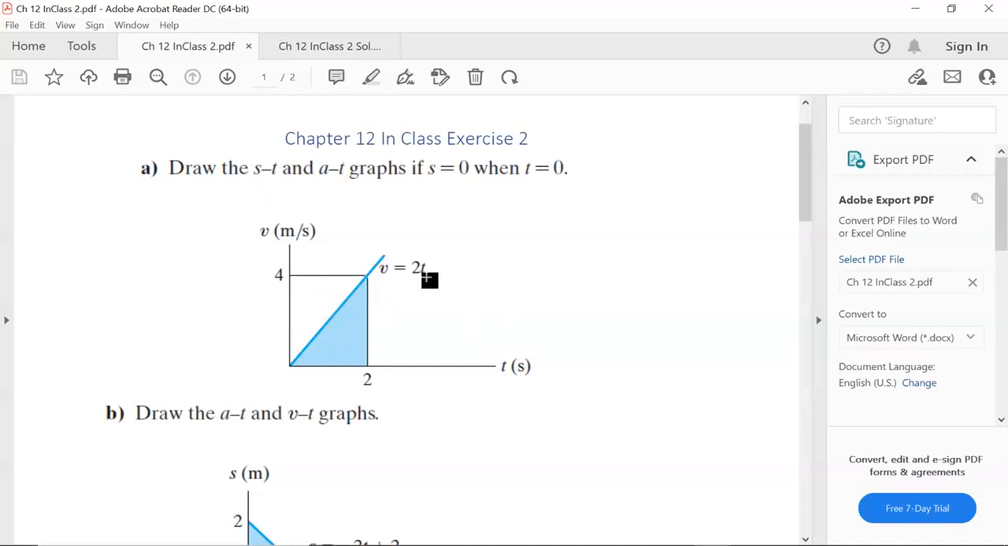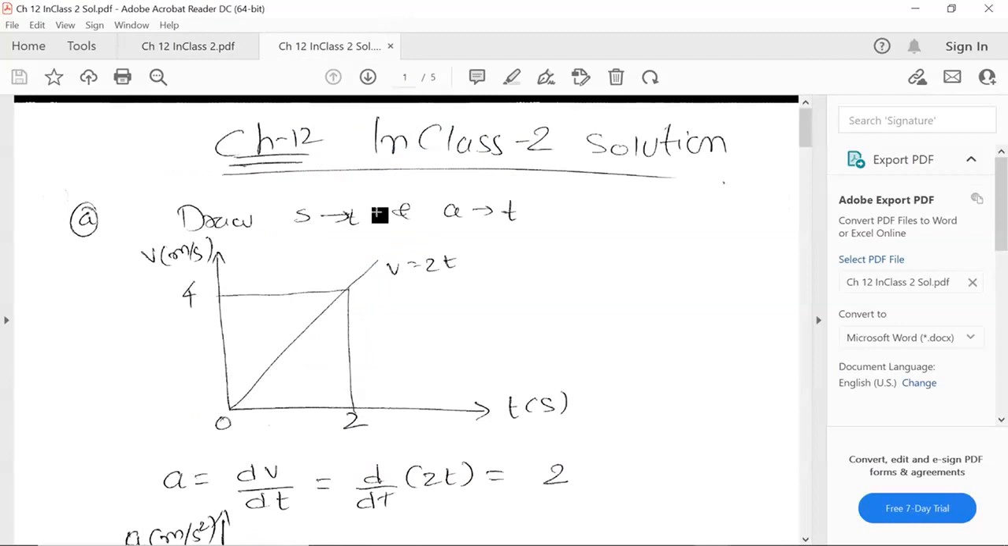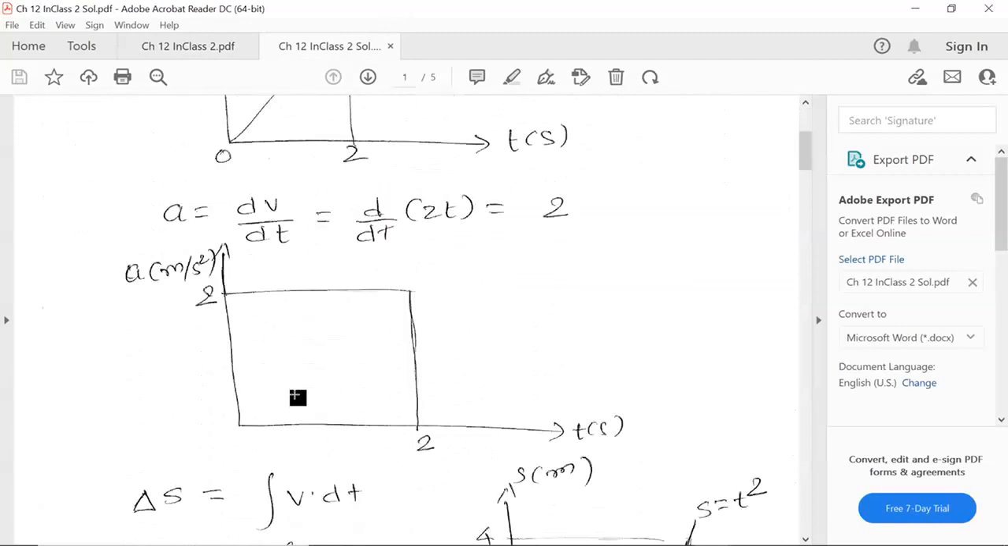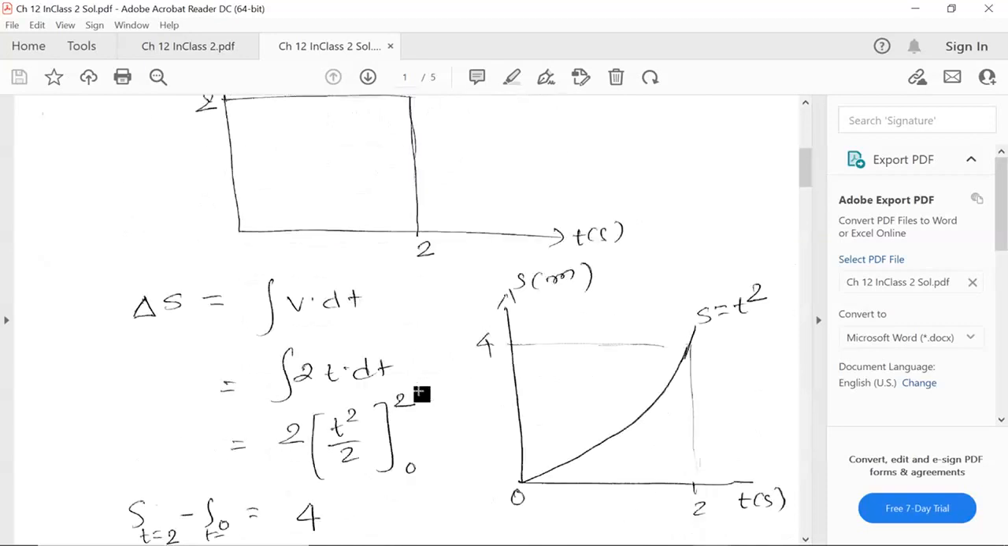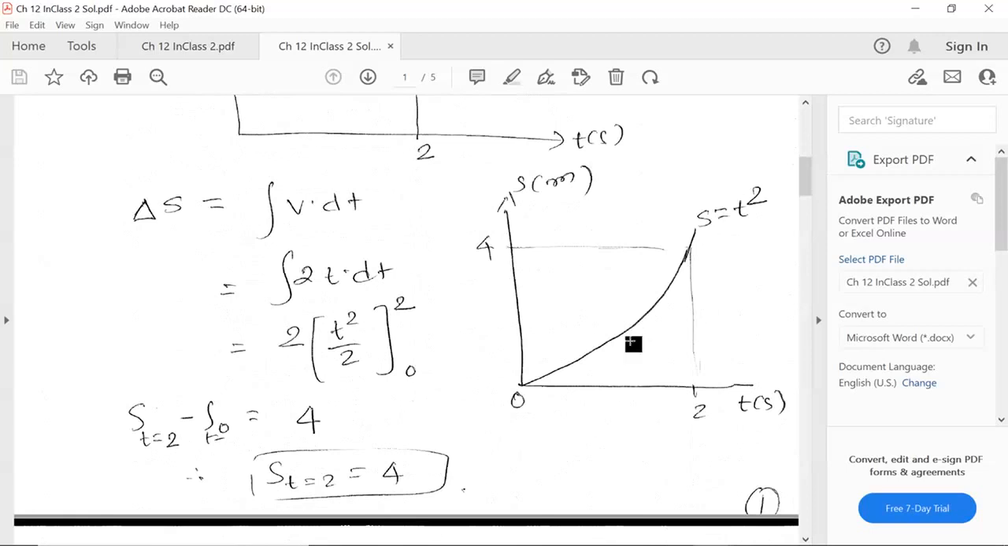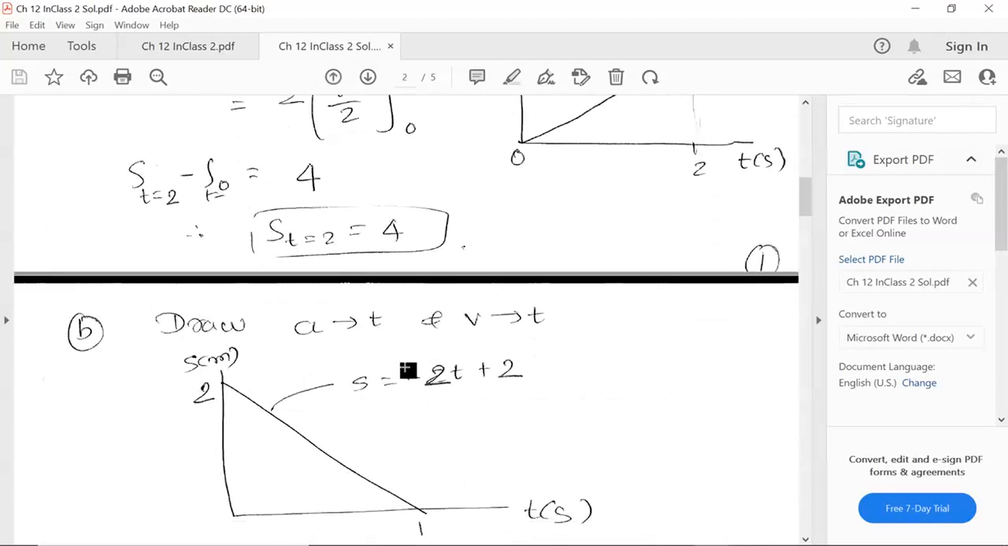For the position graph, we need to do integration, and integration of a straight line is a parabolic function. So here is the solution. This is the velocity graph, and from that, the acceleration. Always label axes with the appropriate quantity. So t is time in seconds, a is acceleration in meters per second squared, and it's constant. That's the acceleration plot. The position plot is a parabolic function given by the equation s equals t squared, and that's how it is drawn.